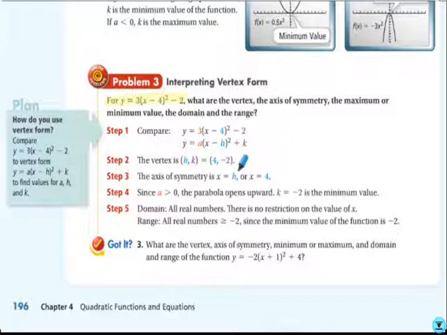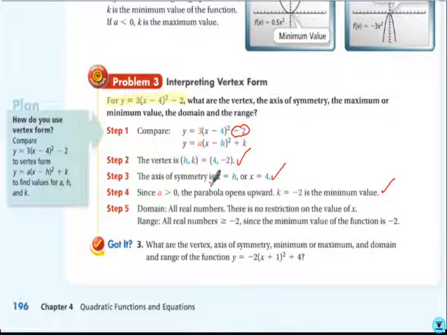So let's start with the vertex. Well, the vertex is (h, k), so that's going to be this value, and it's positive because the general form has a negative. So it's positive 4, and it's down 2, so the vertex is (4, negative 2). We got that. The axis of symmetry is x equals h, and here h is positive 4. A is greater than 0, so the parabola opens up and has a minimum value at this number. So negative 2 is the minimum value.